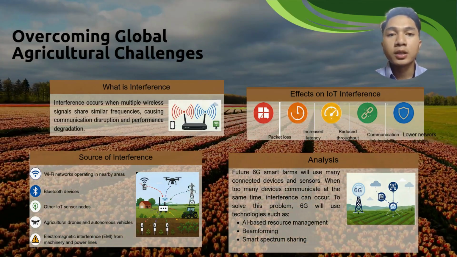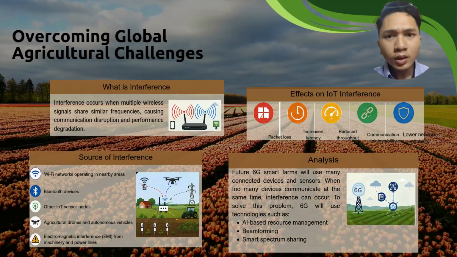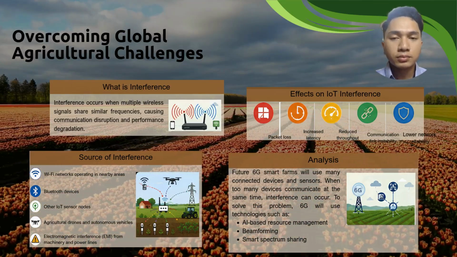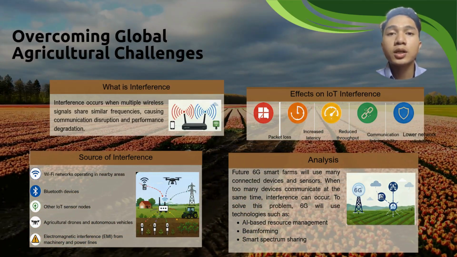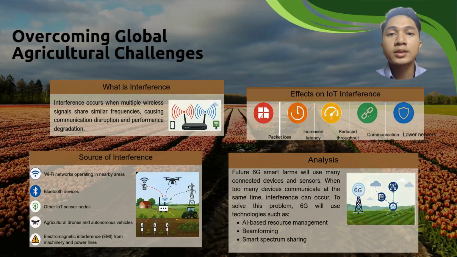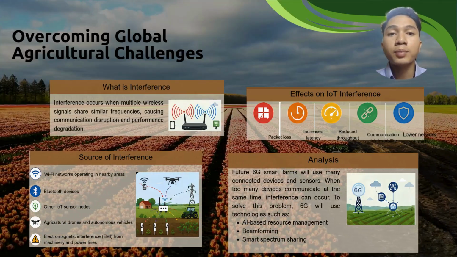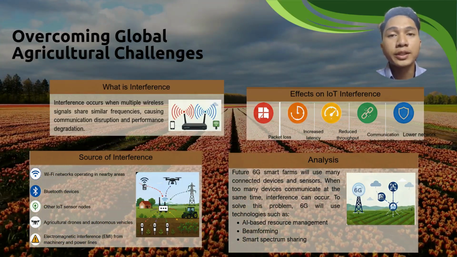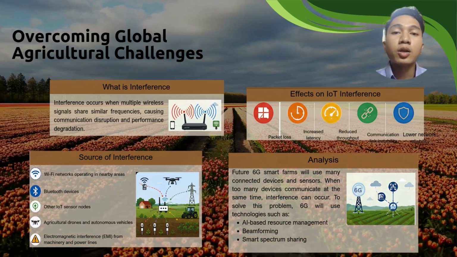Interference occurs when multiple wireless signals operate on similar frequencies, causing communication disruptions and performance degradation. Common sources of interference include nearby Wi-Fi networks, Bluetooth devices, other IoT sensors, and electromagnetic interference from machinery and power lines. The effects of interference in IoT communication include packet loss, unstable communication links, and lower network reliability.